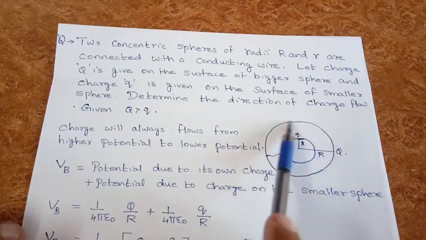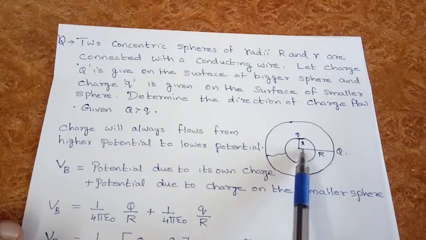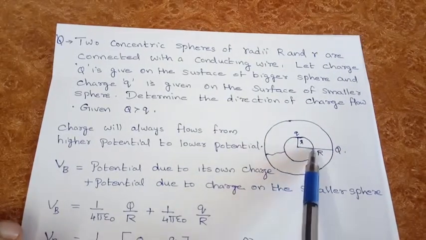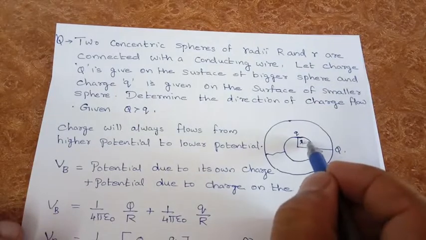There are two spheres. One is bigger, of radius capital R. Second one is smaller, of radius small r. This is the radius r.